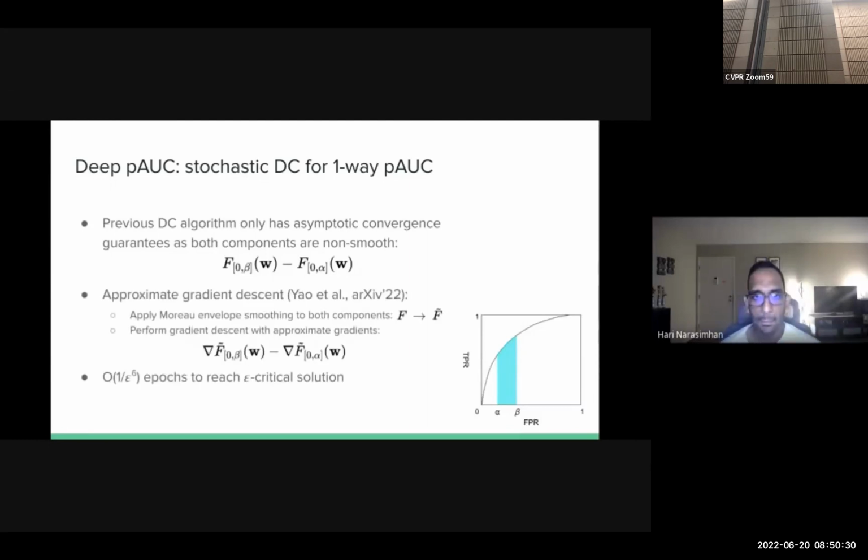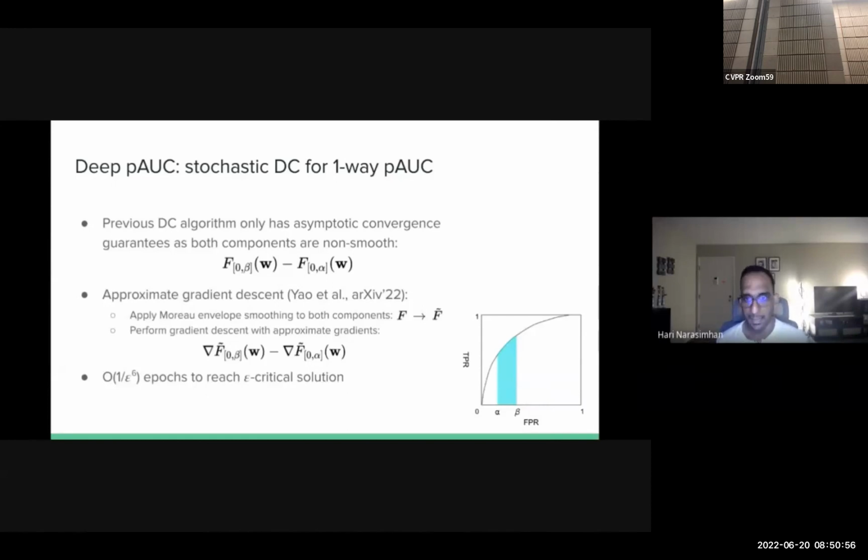So the recent manuscript by Yao et al. proposed an improved stochastic algorithm for solving the same difference of convex optimization problem. The key idea here is to apply a smoothing technique to compute smooth approximations to both the components in the objective. And then they propose a form of gradient descent for optimizing the smooth objective.